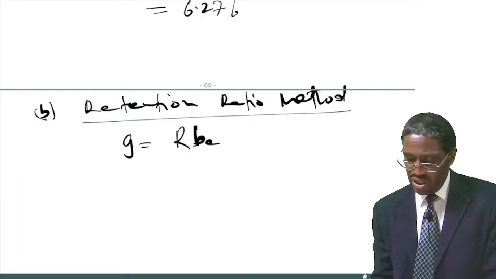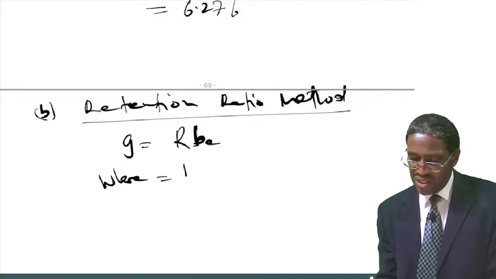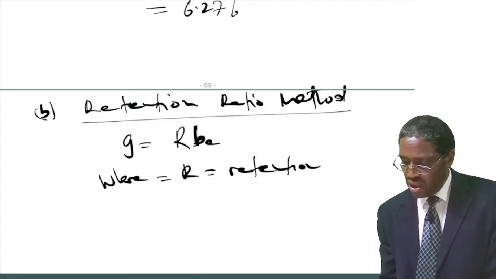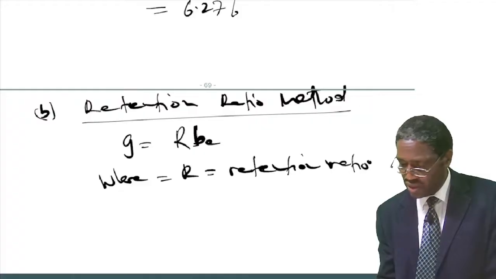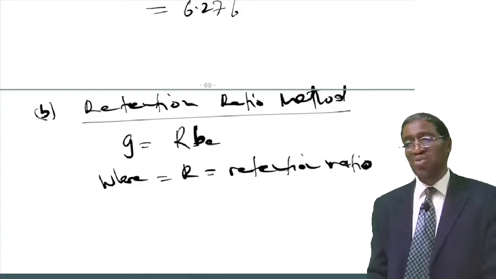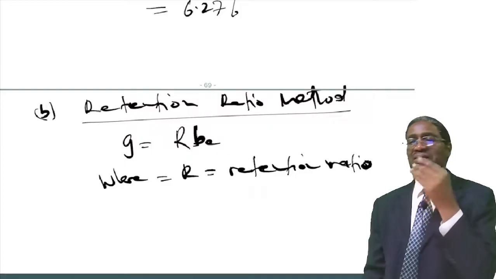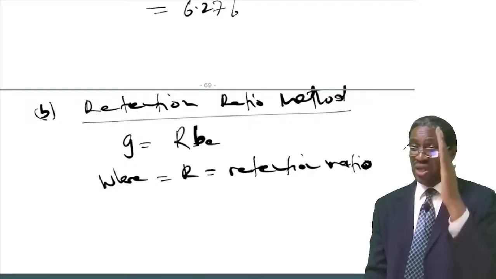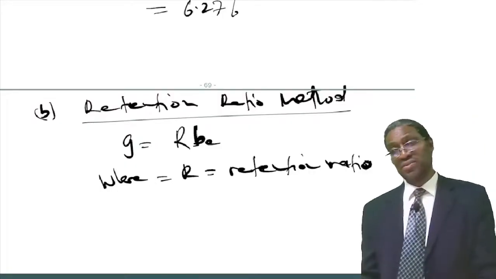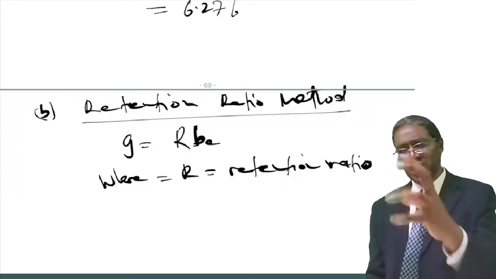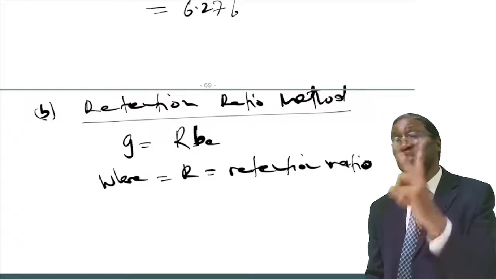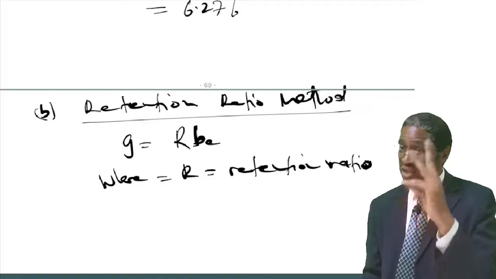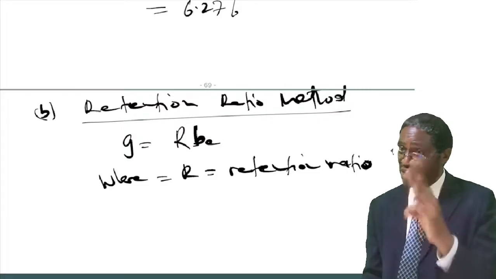B small e. Good. Where now we are saying R equals what? It is the retention ratio. Retention ratio. Listen, your company has earnings per share of 5 shillings. If out of 5 shillings they paid a dividend of 2 shillings, then they retained how much? They retained 3 shillings. So that was the retention.